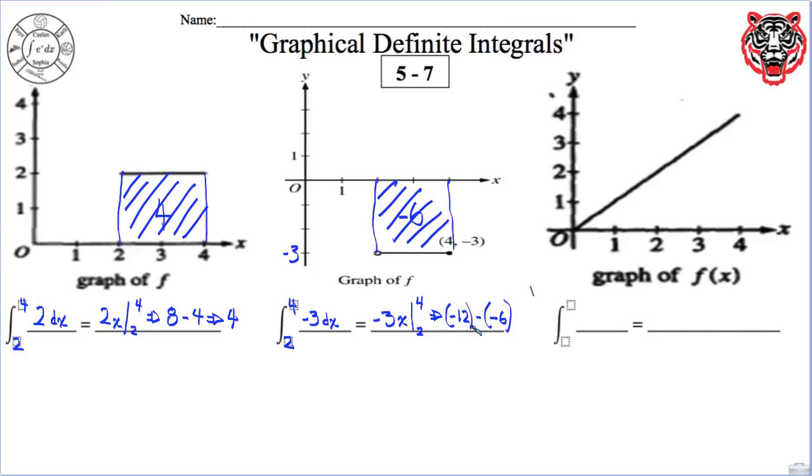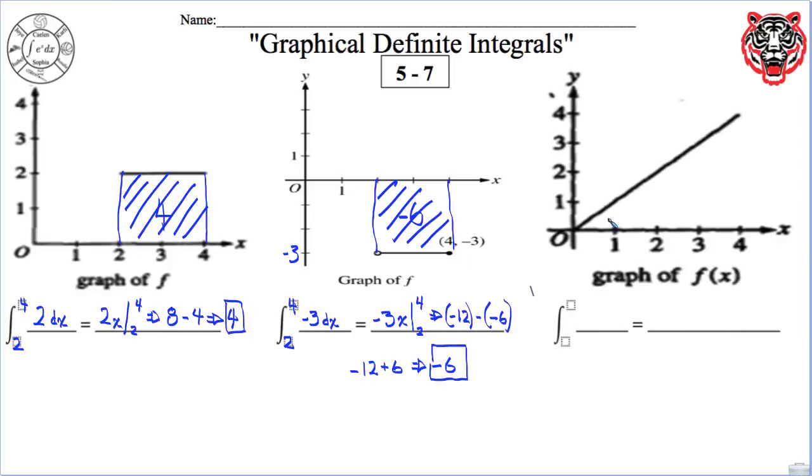So this is going to be a negative 12 plus 6. And that is negative 6. Perfect. So we're getting the same answers. And I guess I should be, as always, boxing our final answers. Box final answers, and making sure they match, of course.